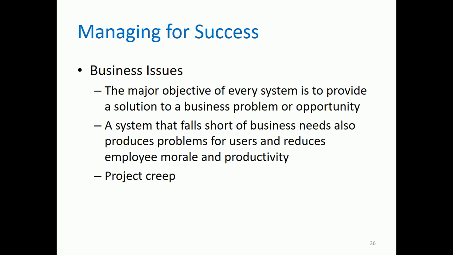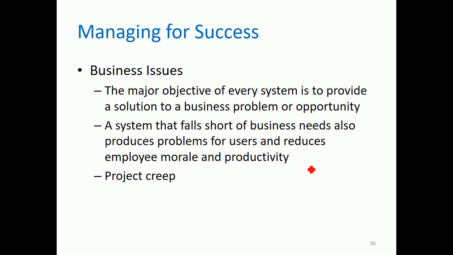Okay, next we have managing for success. So, what are the business issues? The major objective of every system is to provide a solution to a business problem or opportunity. Of course, that's why you are developing a system: to provide a solution to a particular business process that needs to be re-engineered or solved, or to improve its services or performance. And a system that falls short of business needs also produces problems for users and reduces employee morale and productivity, of course.